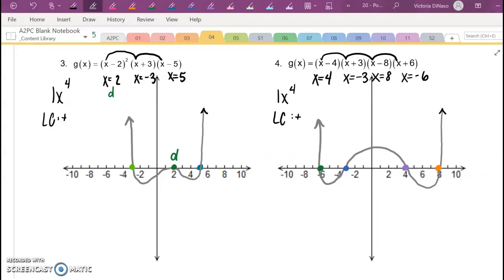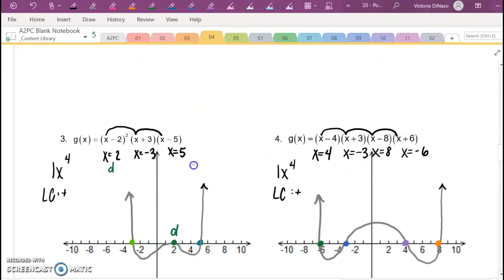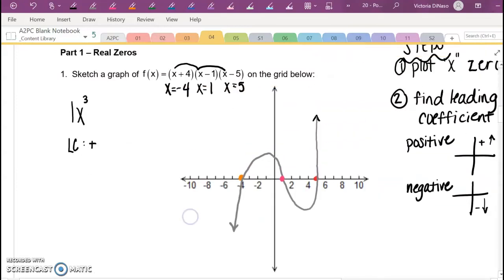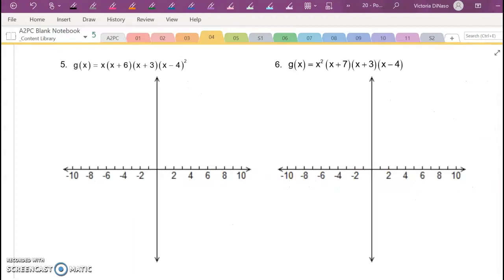Now, because the degree is an even number in 3 and 4, notice that both of my arrows are going in the same direction. For number 2, we had an odd degree, and we have opposite directions that the arrows are going. And that was the same thing in number 1. My degree is odd, and my arrows are going in opposite directions. So that's just a key feature of the graph. Let's take a look at some other parts of the graph that we're going to use.